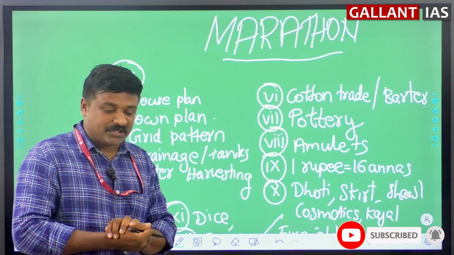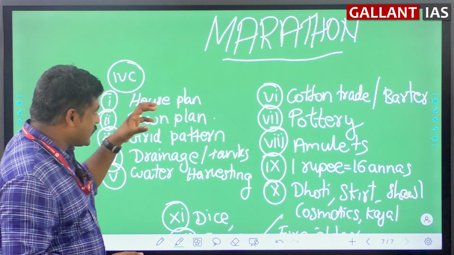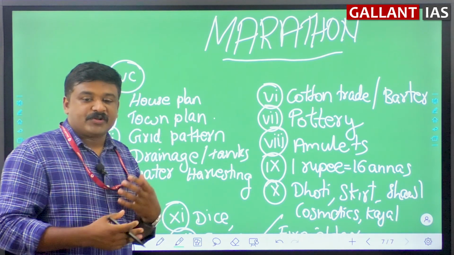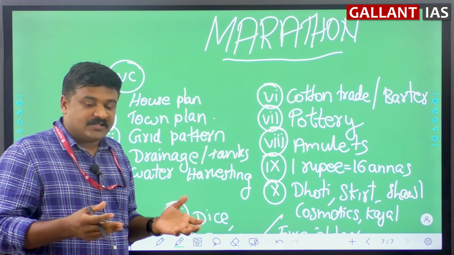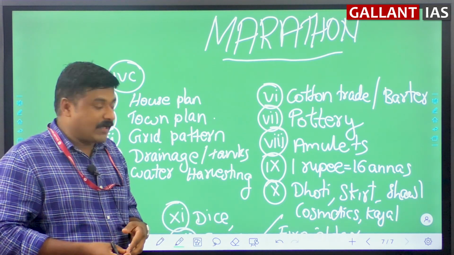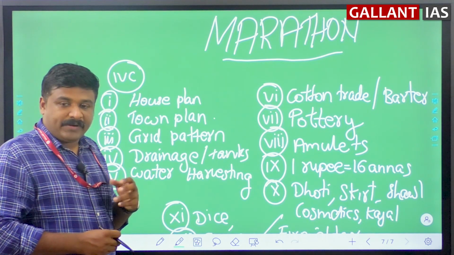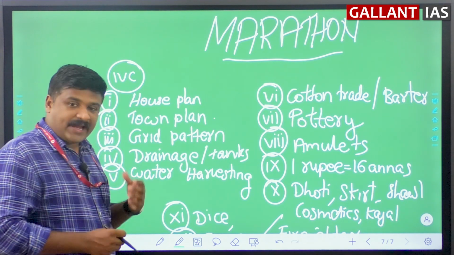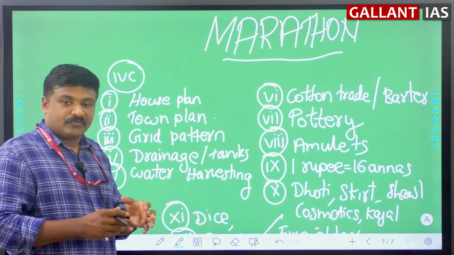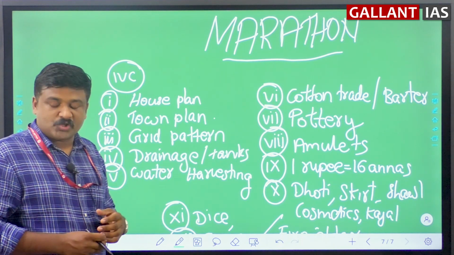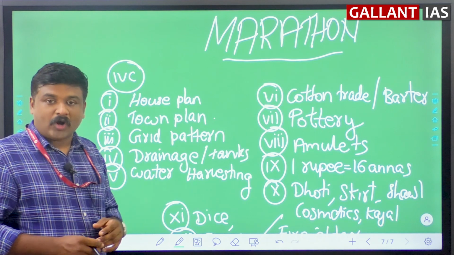History is for both optional and GS. So this is a marathon session. We cover so many topics that will be helpful in your upcoming exam. So coming to paper 1, marathon ancient India. You know that ancient, medieval, modern, art and culture are very crucial areas for your GS preparation as well as for your optional.